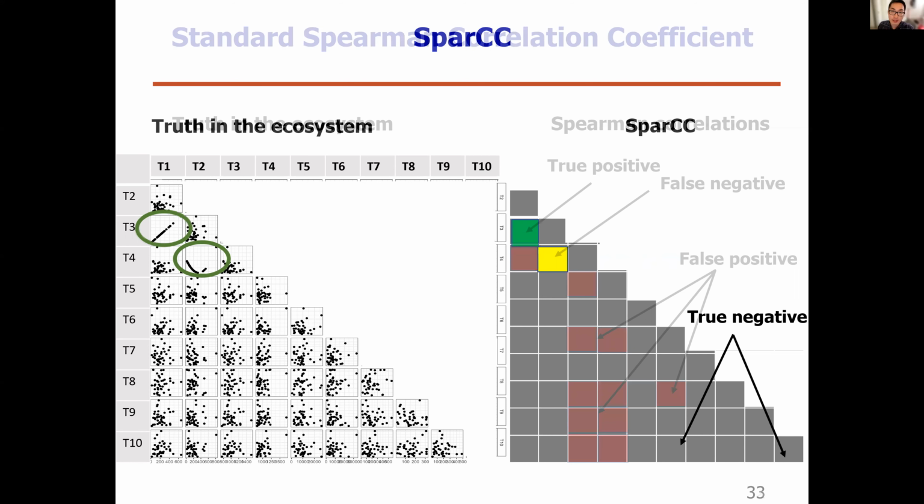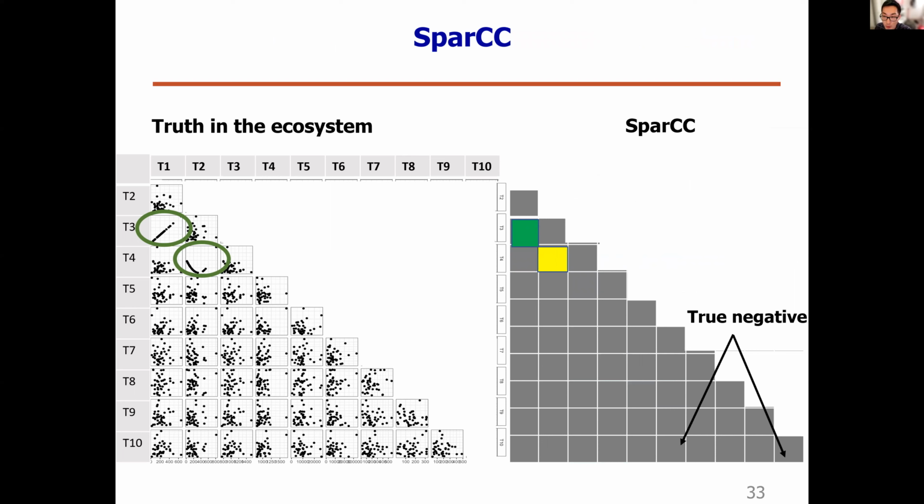And we apply the same data to SPAR-CC, which was proposed in 2012, specifically to detect the linear relationship among microbiome data. As you can see, SPAR-CC managed to detect the true linear relationship between T1 and T3. So it has a true positive color here, the green color.